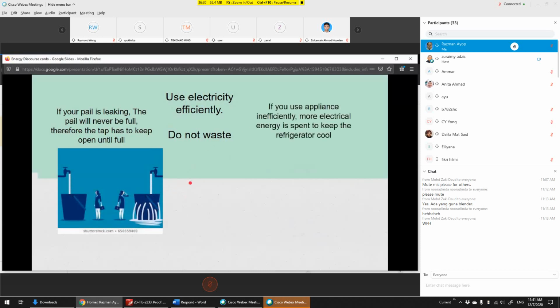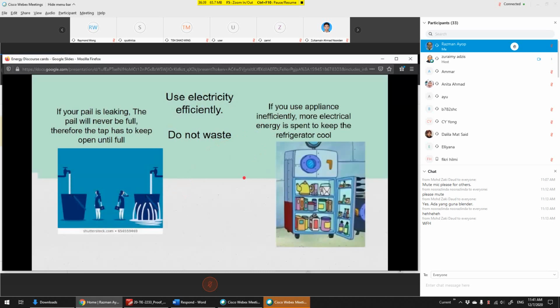So, don't promote waste. Elakkan pembaziran. So if you use the appliance inefficiently, more electrical energy is spent to keep the refrigerator cool, for example. For example, SpongeBob punya icebox tak tutup. Kalau kat rumah kita, if our house has this refrigerator door being left open, what happens? All the cold environment inside the refrigerator will go out, and then the compressor would have to work more to keep the temperature inside the refrigerator to the desired level. In this case, duty cycle is its maximum.